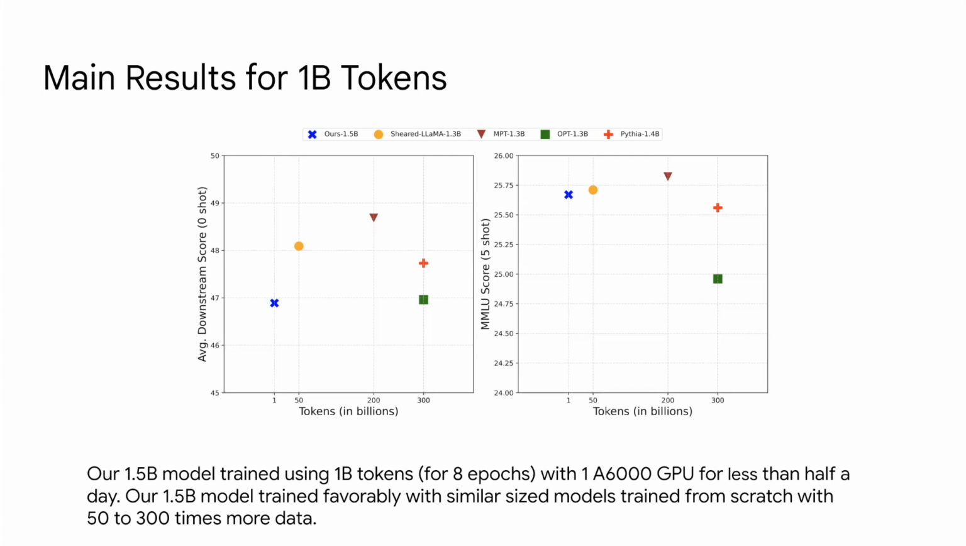We have to compensate for the lack of compute and the lack of data we have. We are not training from scratch, but we are comparing against models which are trained from scratch. Shared LLaMA is not trained from scratch, I'm going to show you. Other models are trained from scratch, and they are trained with 50 to 300 times more data.